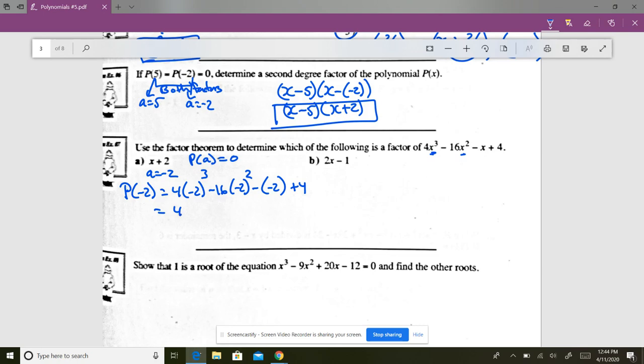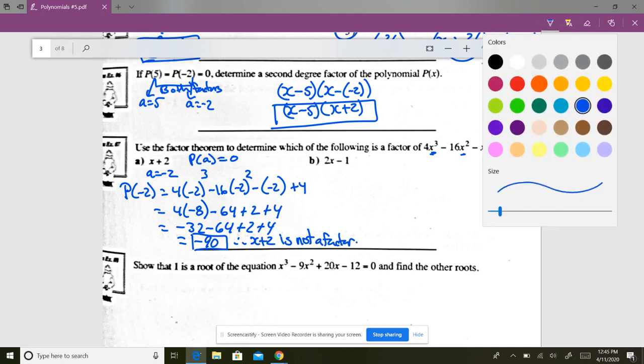Negative 2 cubed is negative 8. Negative 2 squared is 4. 4 times 16 is negative 64. Becomes plus 2. 8 and 4 is negative 32. Minus 64 plus 2 plus 4. That's going to give me negative 90. Therefore, x plus 2 is not a factor.